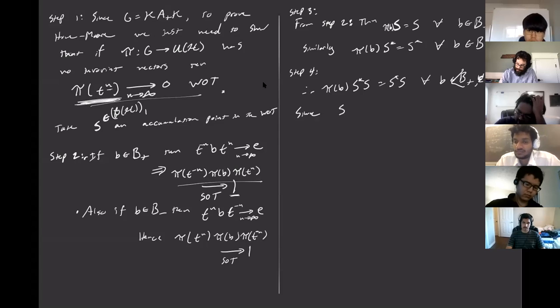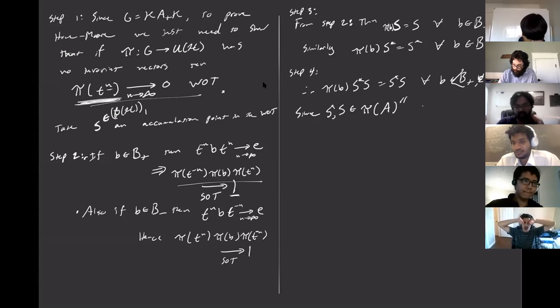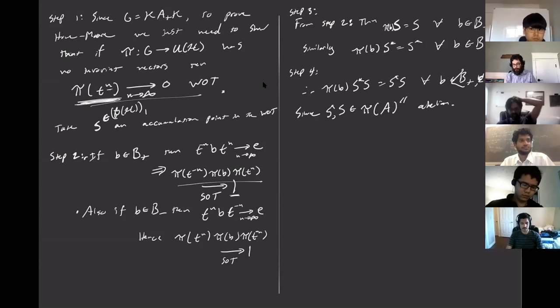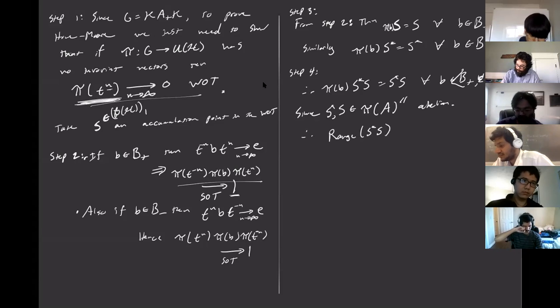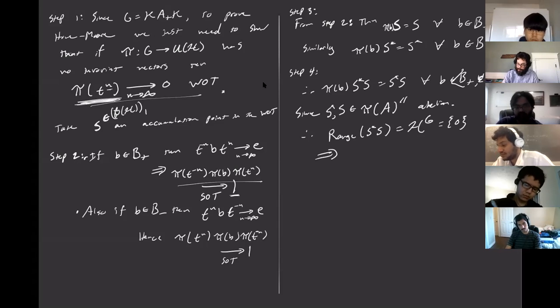And this is since S is in pi of A double commutant, which is abelian. So both S and S star are in here, which is abelian. Hence you can switch S and S star, and therefore we get this for both B plus and B minus. But of course that means that the range of S is exactly equal to the space of G invariant vectors, which we're assuming to be zero, which then implies that S star S is zero, which implies that S is zero.